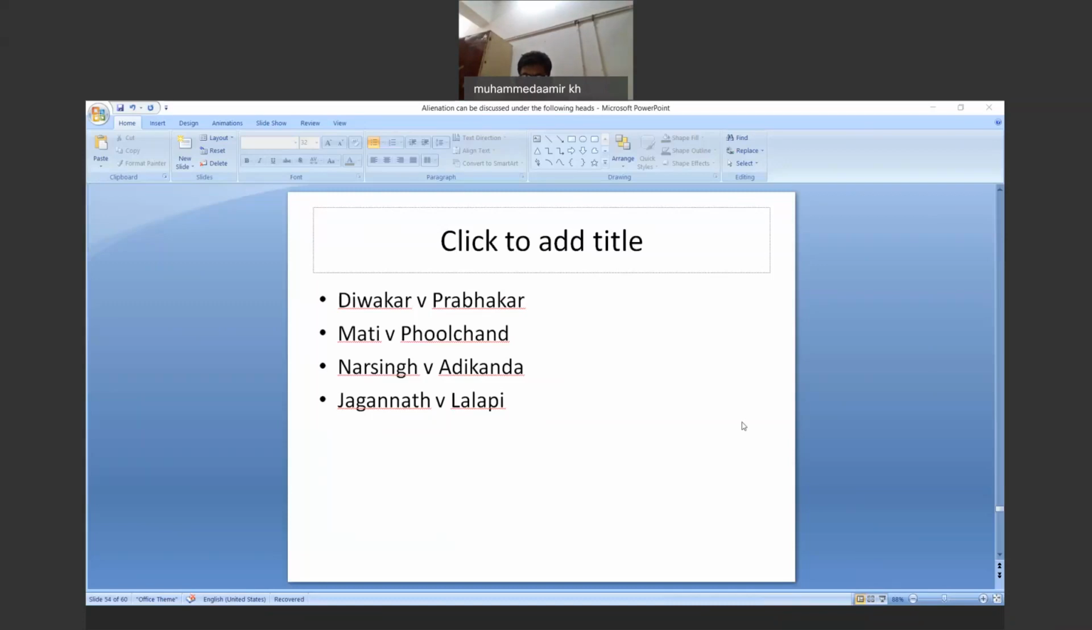The next case is Jagannath versus Lalapi. It was held that it is open for the parties to make partial partition. A partition is a question of fact. When we talk about a question of fact, it is not dependent upon law. The court will see the matter and decide accordingly, looking at the facts, and each fact, as I told you, is different.